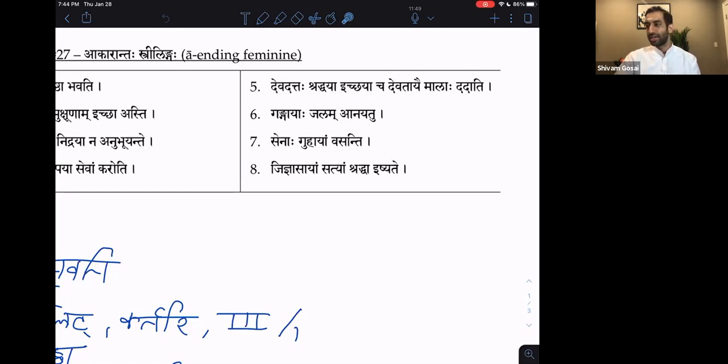Okay. It's number 6. Gangayaha jalam anayatu. Okay, anayatu is ni dhatu, a purvaka ni dhatu, which can mean to bring. Now, this is a ni, to bring. This is lot lakaraha, not lat lakara. Okay, so we haven't really studied lot. Lot, you just see this tu. You'll see that often.